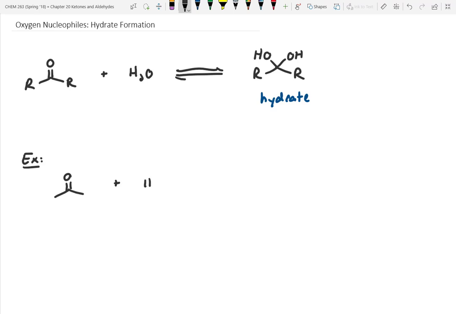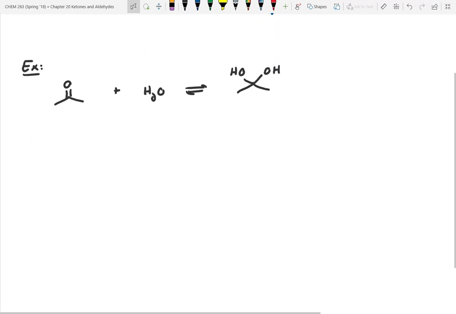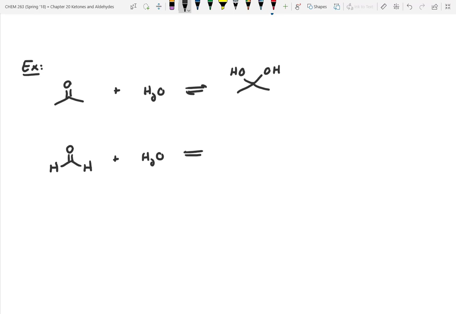If you take acetone and water, you can have an equilibrium reaction where you form the hydrate of acetone. That's possible, right? And then we could also have a similar reaction with formaldehyde, where you form the hydrate.